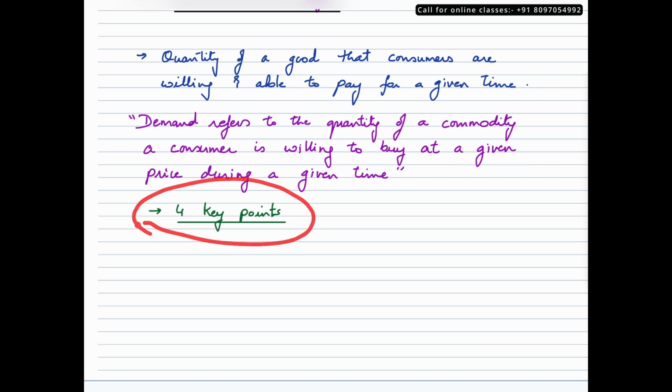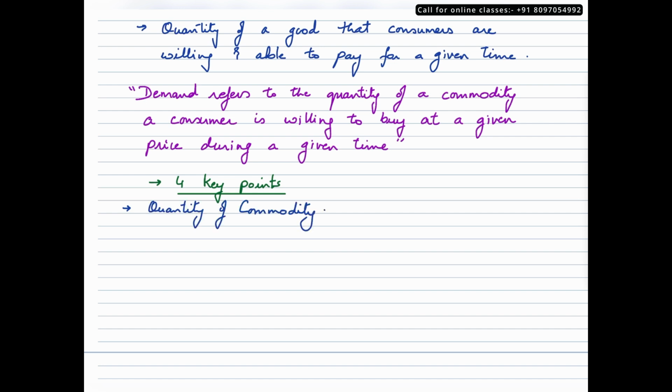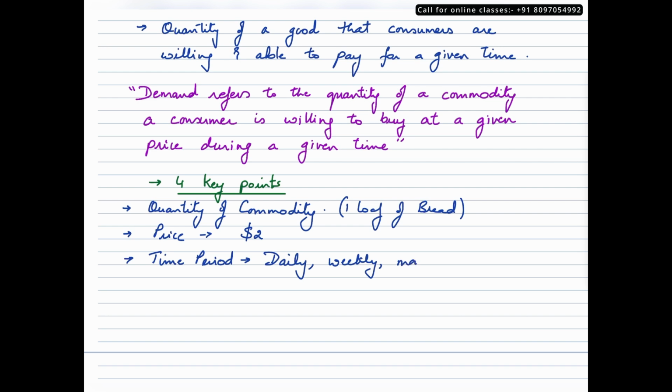This brings us to 4 key points that we have to remember when we talk about demand. First point is there would be a definite quantity of a commodity. So when I say quantity of a commodity, an example could be say 1 loaf of bread. That's a quantity of a commodity. Second key pointer is we would always have some reference to price. Let us say this loaf of bread is costing say $2. That's the price for 1 loaf of bread. Then we have a given time period. That's another factor, time period. Now this time period could be anything. It could be daily, it could be weekly, it could be monthly, so on and so forth. Now bread is a commodity that probably every consumer would want to consume on a daily basis.